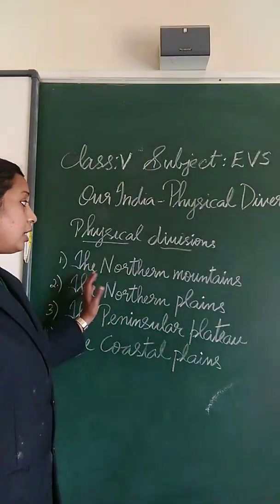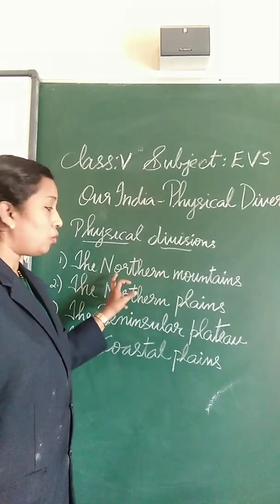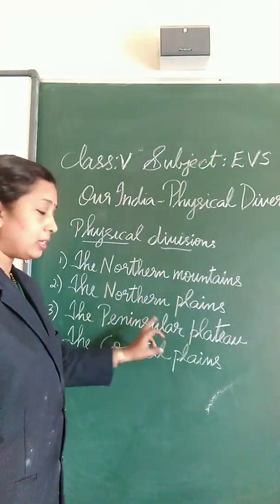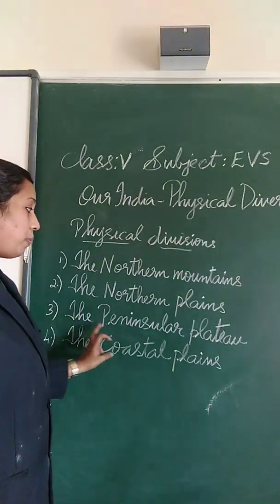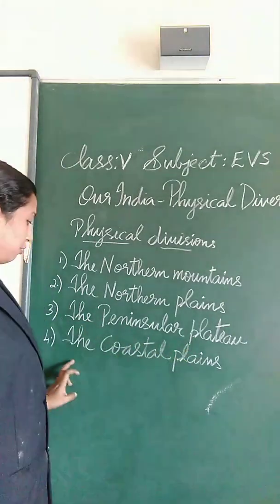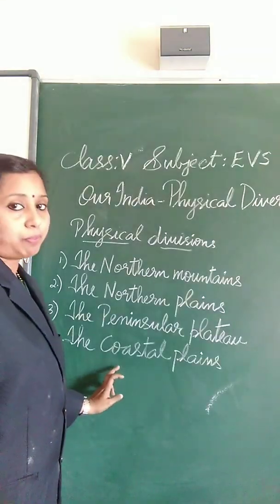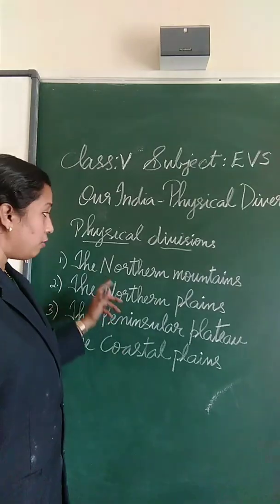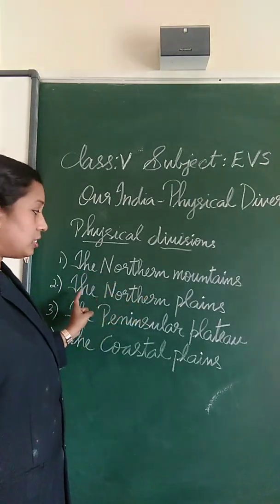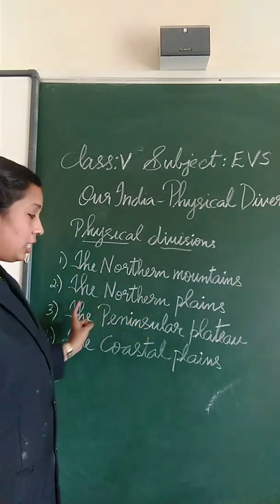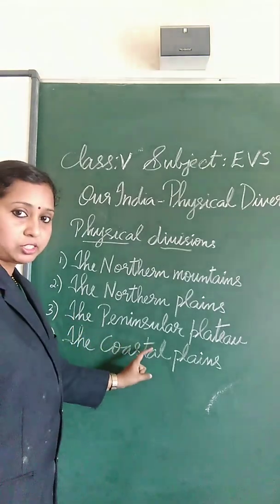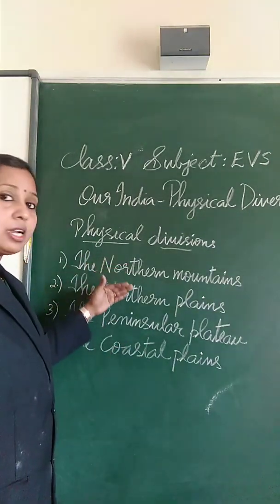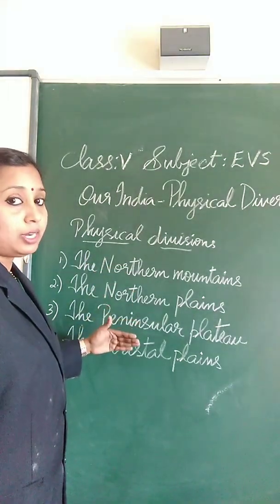The first one is the northern mountains. The second one is the northern plains. The third one is the peninsular plateau, and the fourth one is the coastal plains. So these are the 4 physical divisions of India. We will study each one of them in detail.